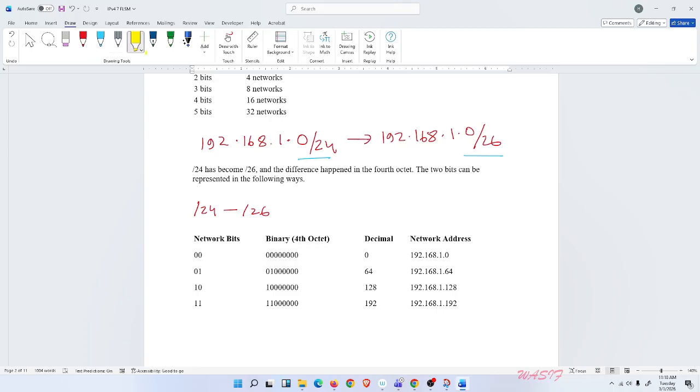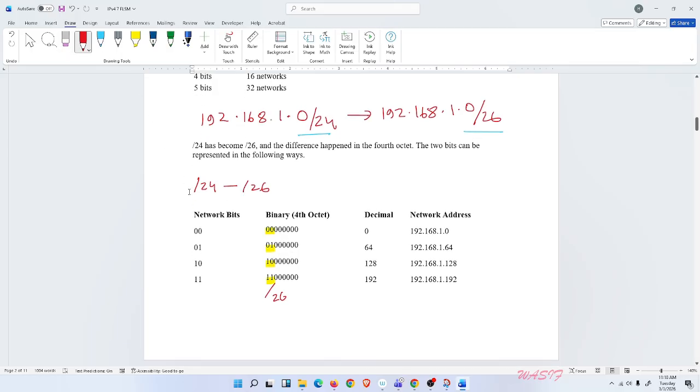And which 2 bits happened? These two. Here it happens. Now look at here very carefully. It is now /26. Okay, it has become now /26. Before it was /24. It has now become /26.